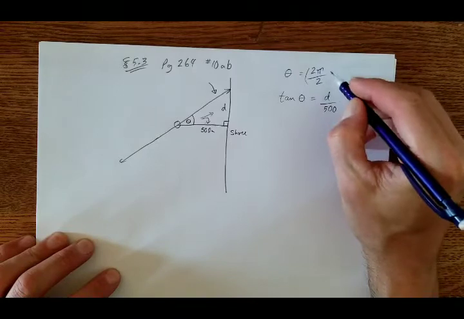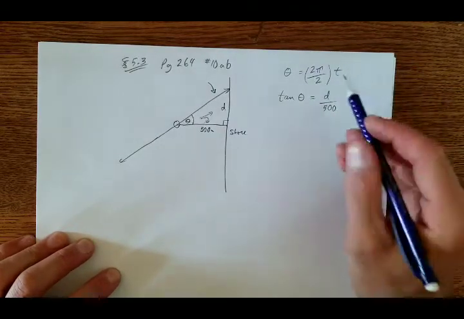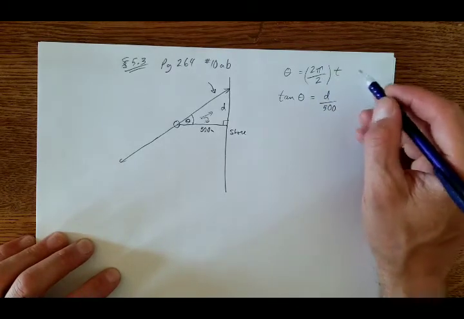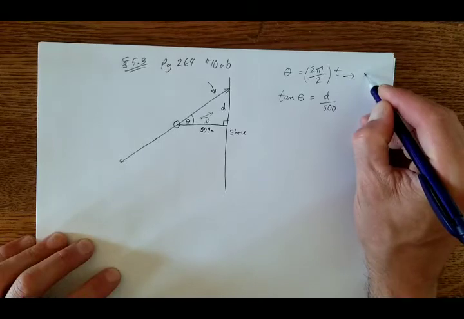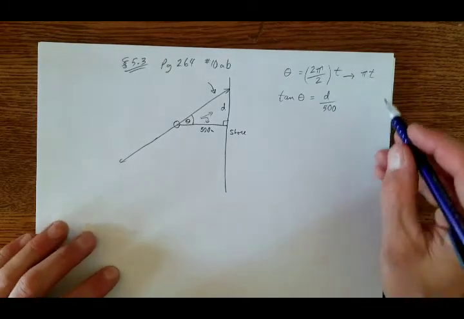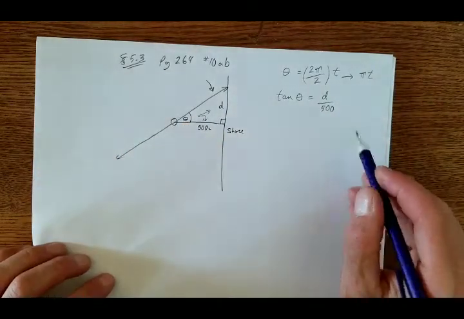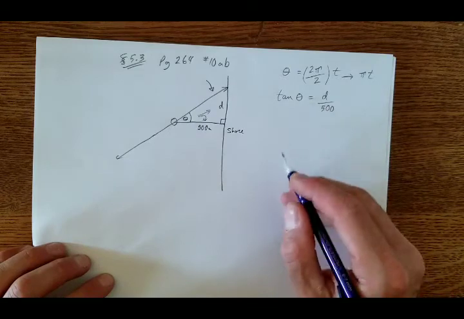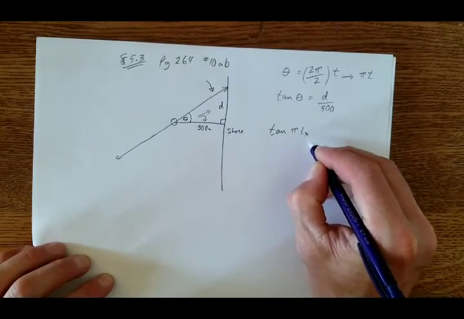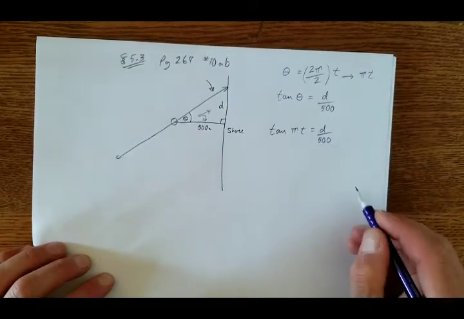So this occurs every amount of time. And so essentially, my theta is going to equal pi t. So every minute, it's going to do 180 degrees of rotation. And so if I put that here, I get tan of pi t equals d over 500.